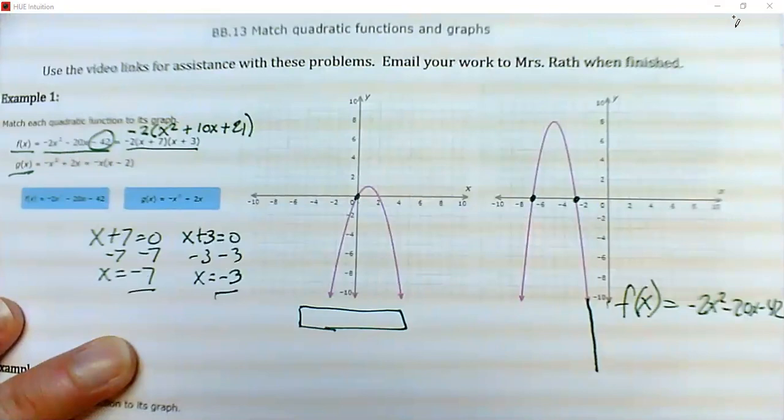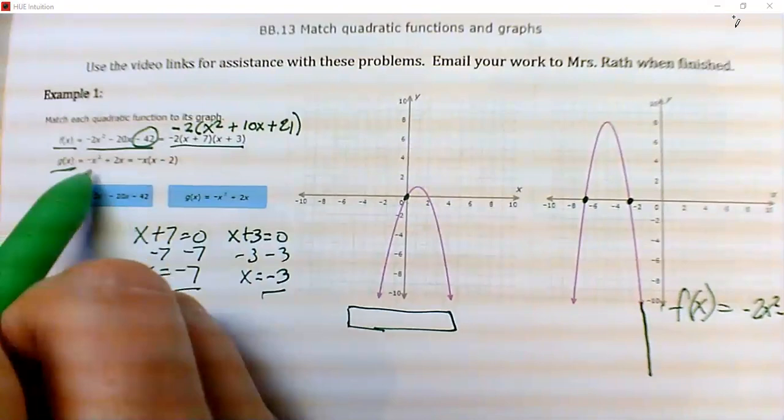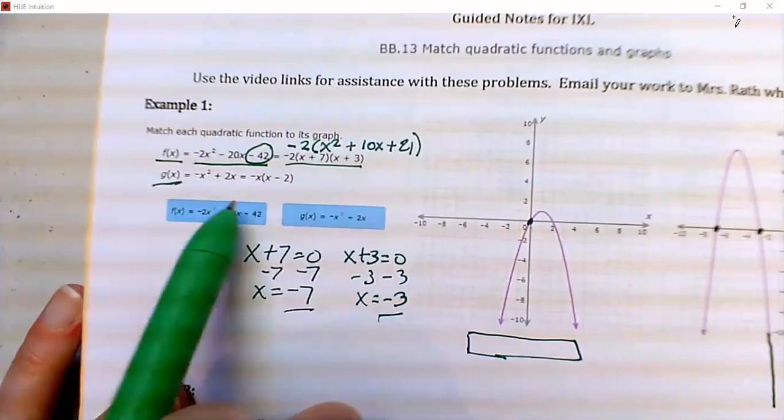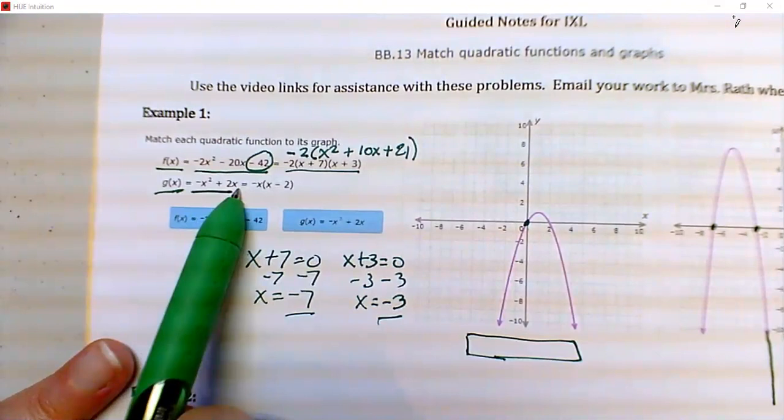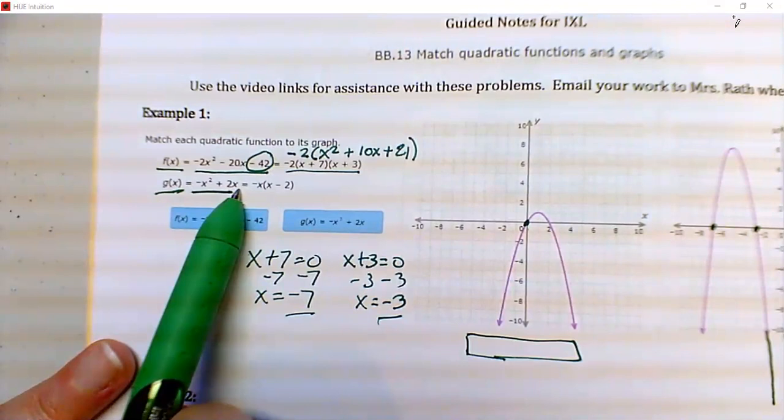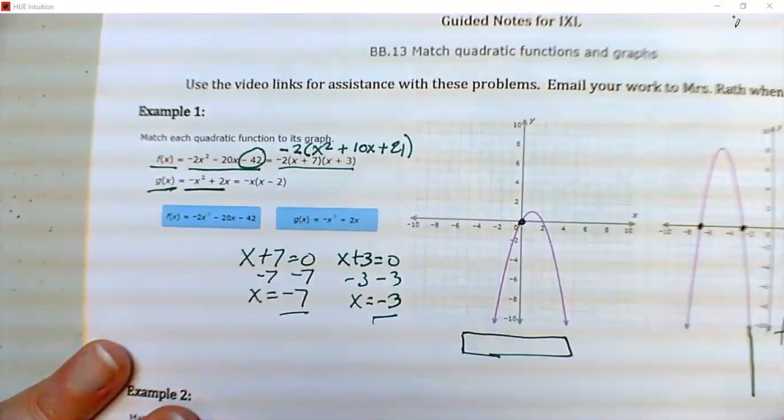Okay? That means this one has to be the g of x function. And look at the g of x function. So it's got negative x squared plus 2x. So here's the standard form, right? What's missing from standard form? I've got the value of a, I have b, what's c? If it's not there, then c is understood to be 0. And remember, in standard form, c is always the y-intercept. Well, if you look at this graph right here, what's your y-intercept? It's 0, okay? So, hey, that matches up well.